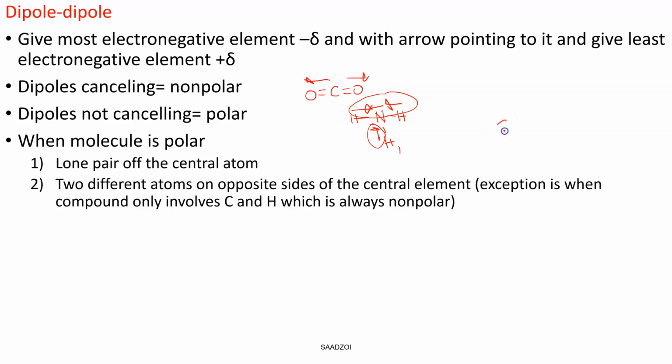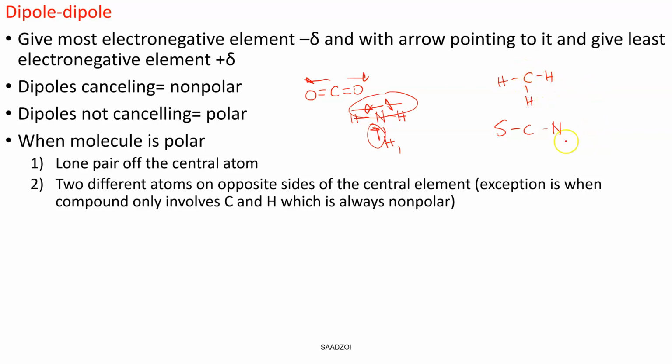Two different elements on opposite sides of each other. So if I have, let's say, S, C, and N, S and N can't cancel each other out because they have different electronegativity. So this would be polar. You can't cancel them out. That has to be two different elements for them to cancel out. So keep that in mind. The only exception is CNH.